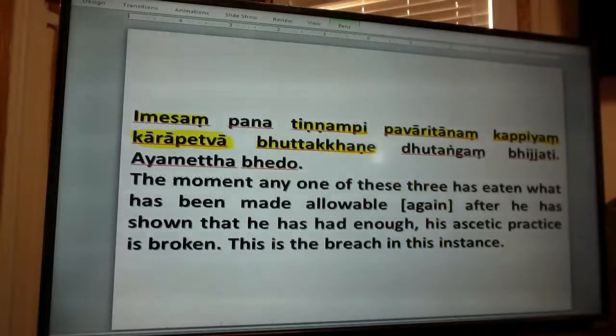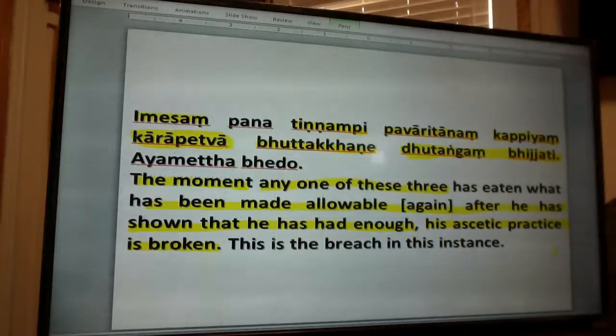3%, strict one or medium one or mild one, whoever accepts according to the regulation and with suitable food, and then they eat, they break the ascetic practice. So it's dudingam bechati. The moment any one of these 3 persons has eaten what has been allowable, again, after they have shown that they have enough already, their ascetic practice is broken.